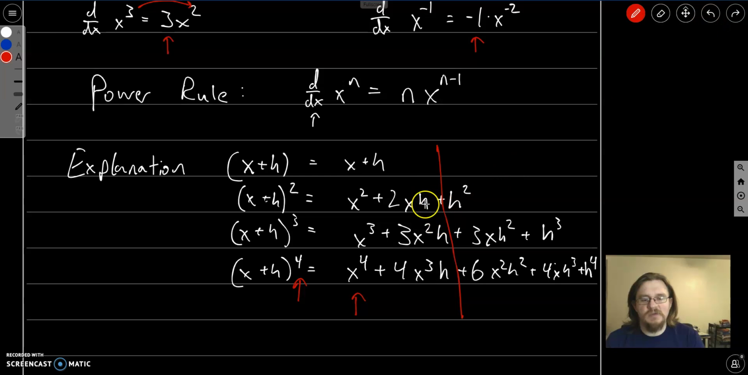And then we've got this copy of h. Everything else, everything out here, has lots of h's in it. At least h squared, if not h cubed, h to the 4th, and so on and so forth.